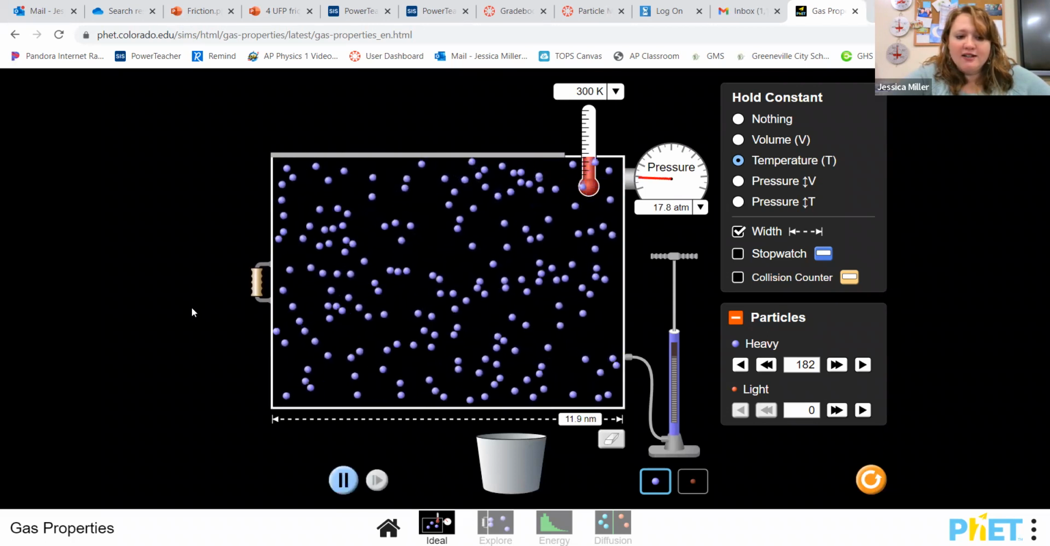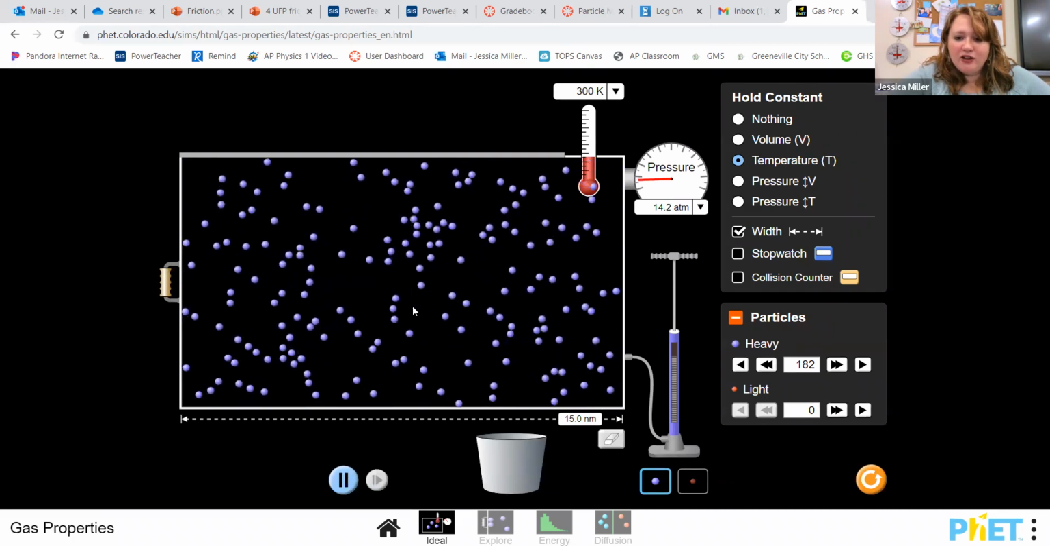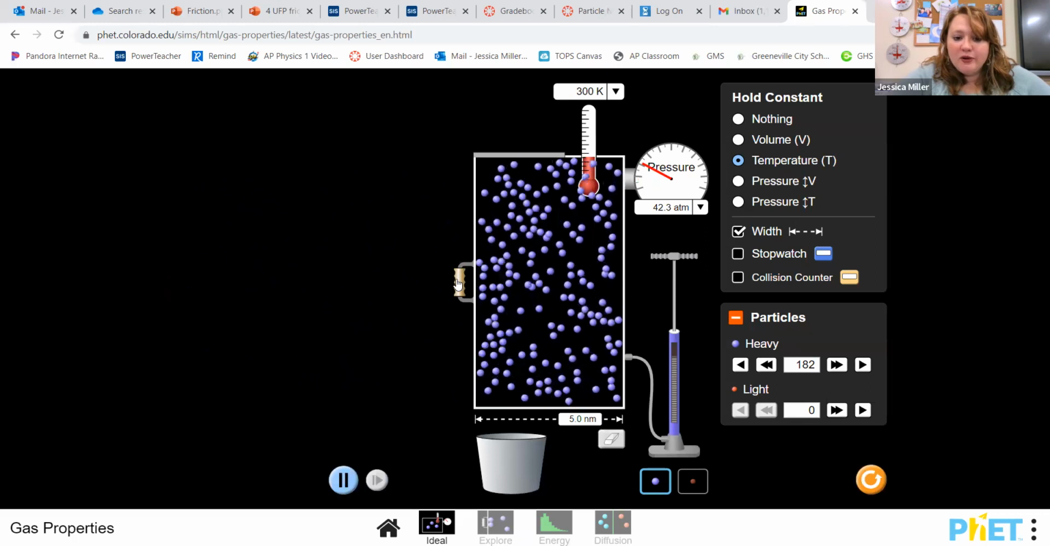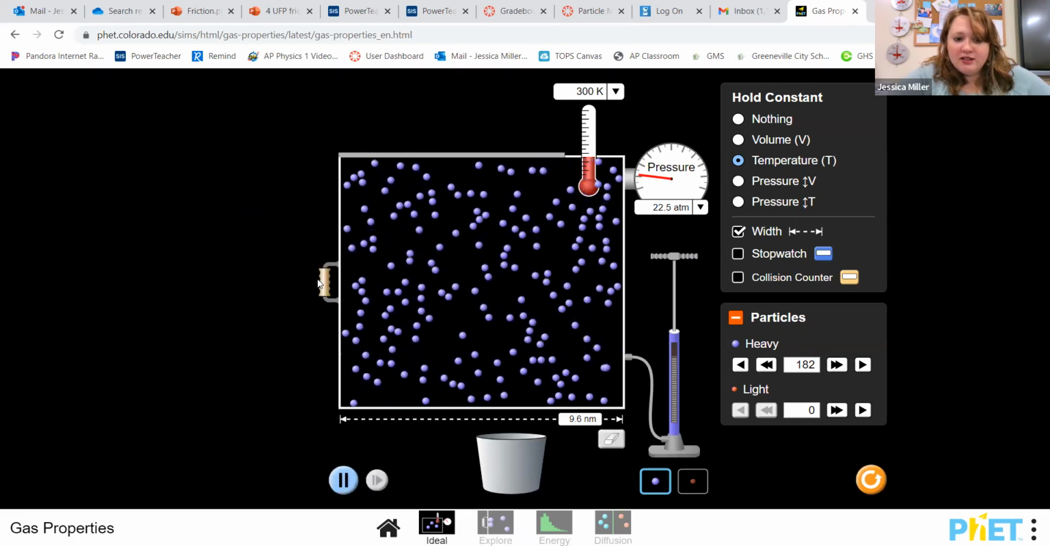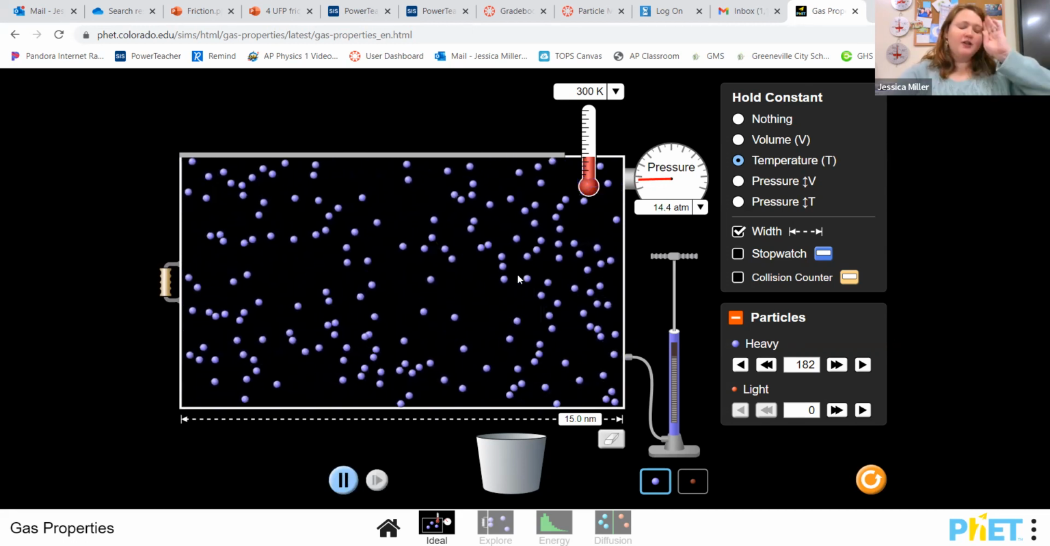I'm just going to do that until I have about 5 different volumes, and then you will be graphing your data. You can probably already have a good idea of what's going on, whether the pressure increases or decreases based on the size of the container. So that's the first lab.